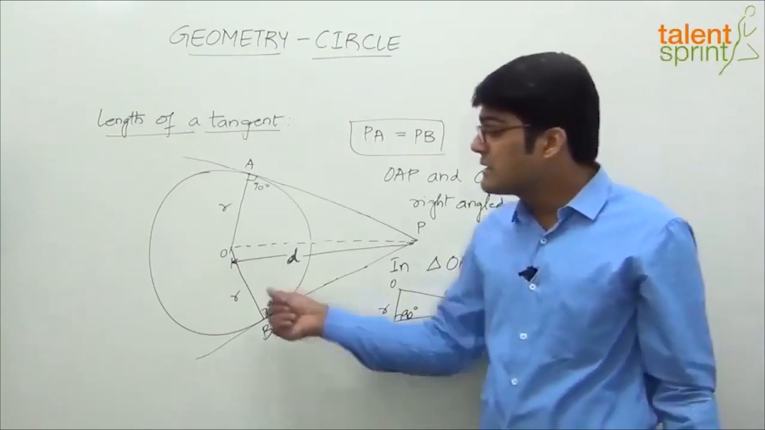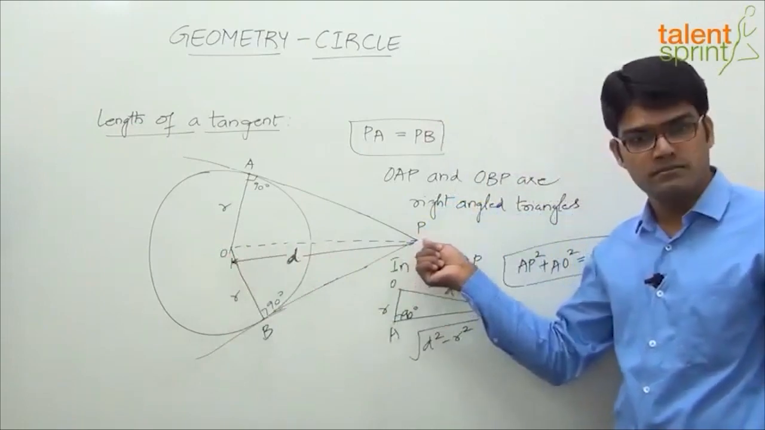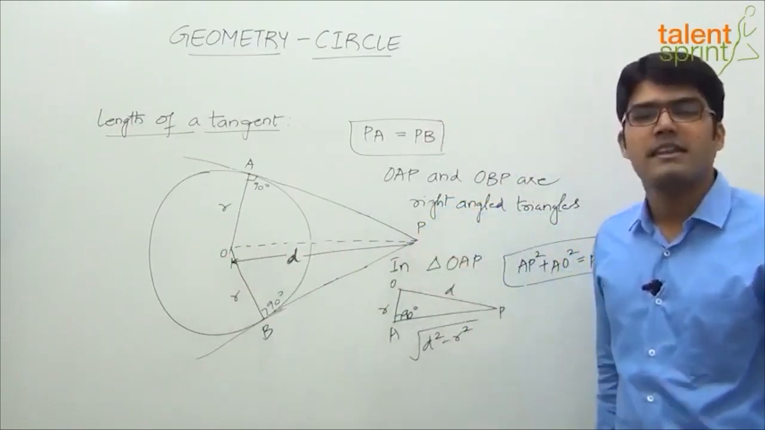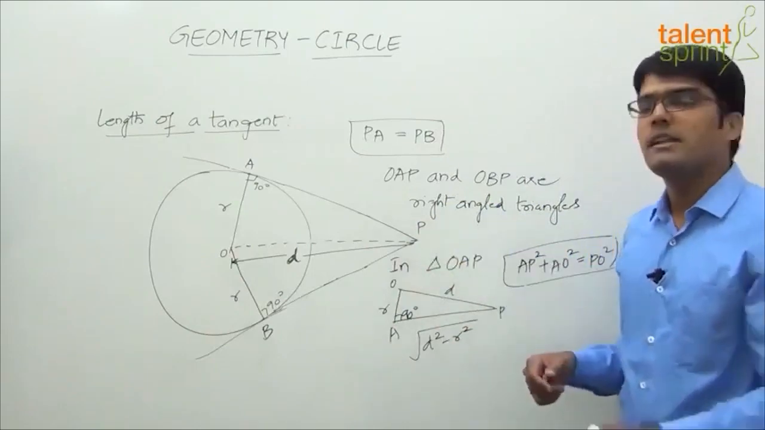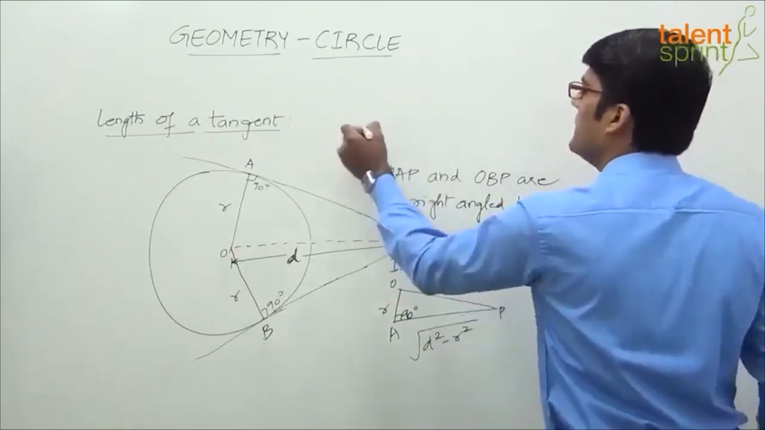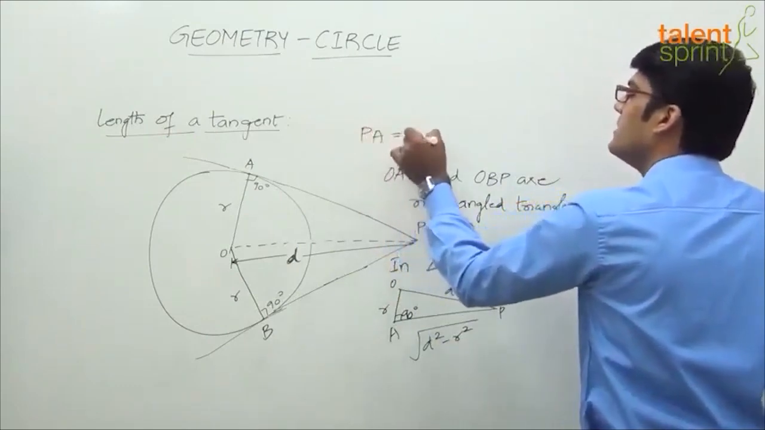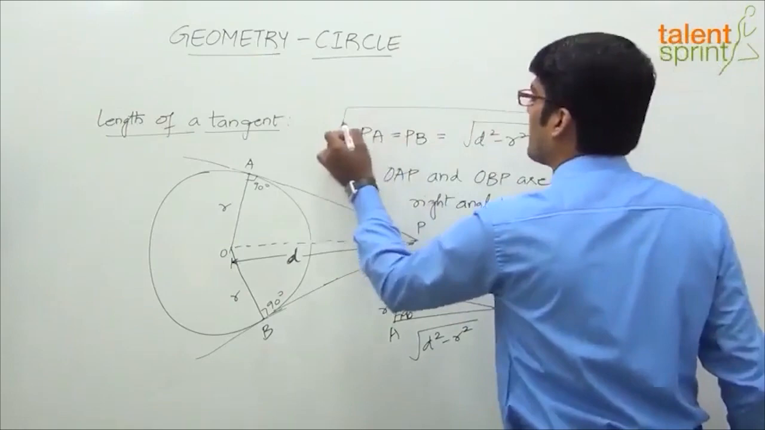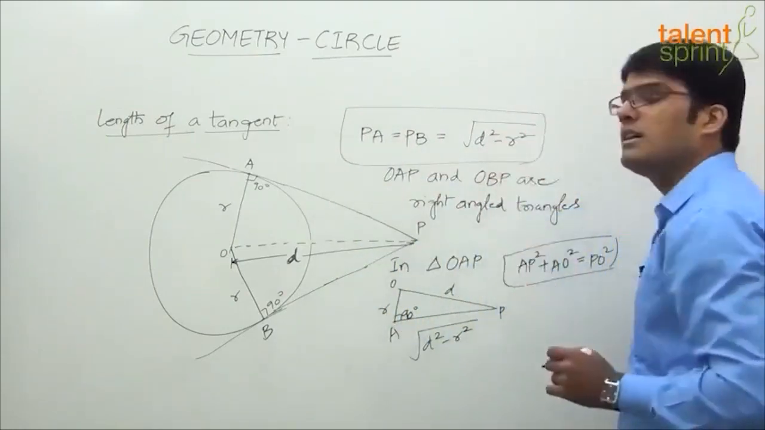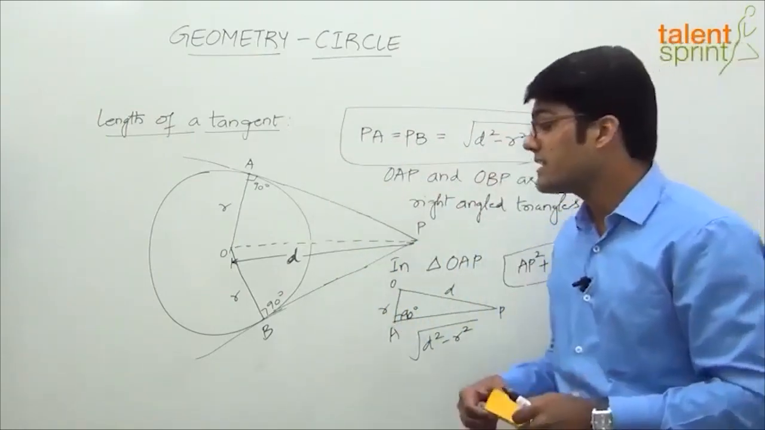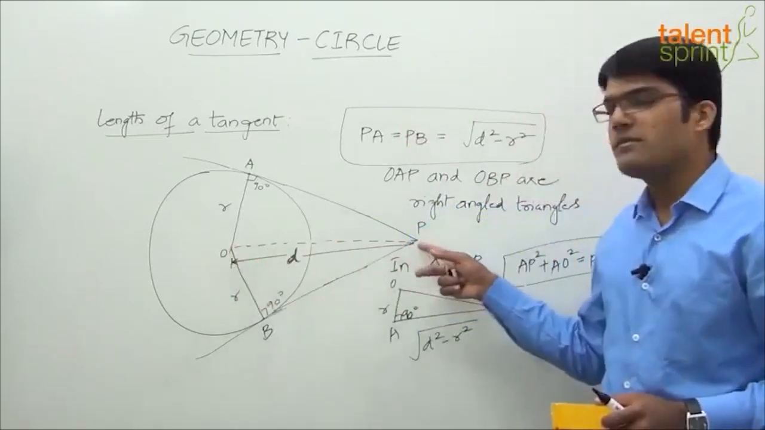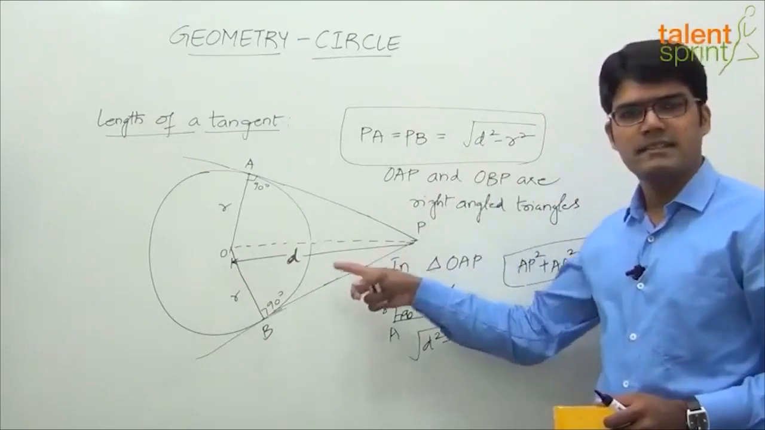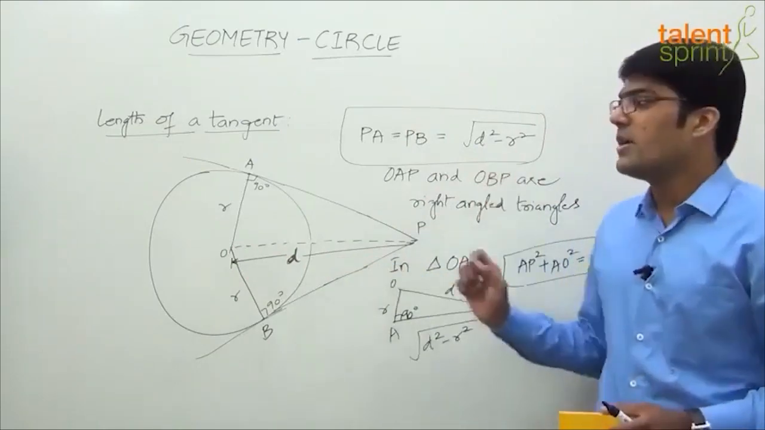is the distance from the center of the circle to the external point from where you have drawn the tangent, and R of course is the radius of the circle, and both PA and PB are equal. So we can say PA equals PB, which is equal to root over D squared minus R square. So this is how we can always measure the length of the tangent, when you know the distance from the center of the circle to the point from where you have drawn the tangent. Alright, so D is the distance and R is the radius of the circle. This is about the length of the tangent.